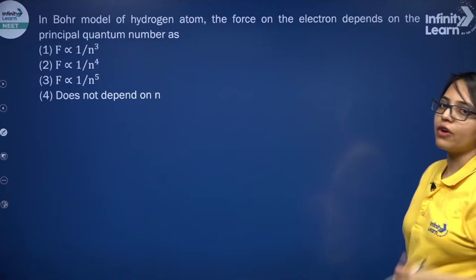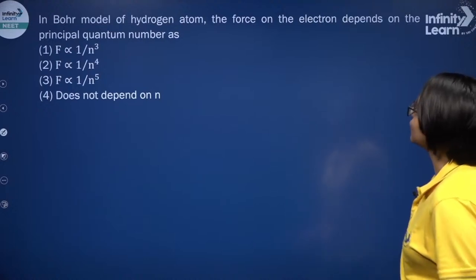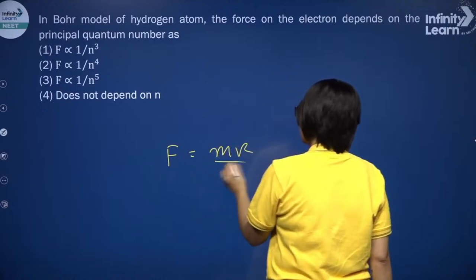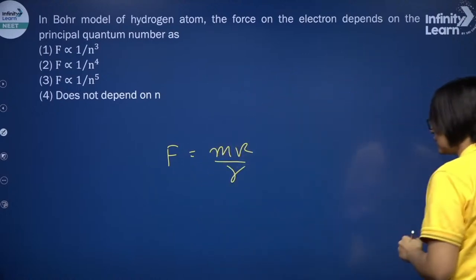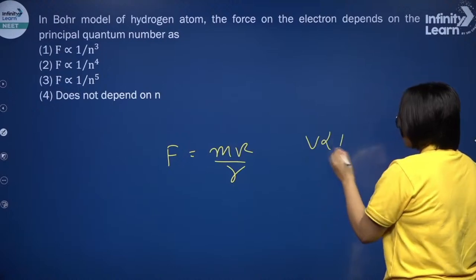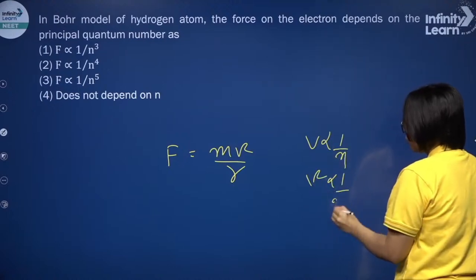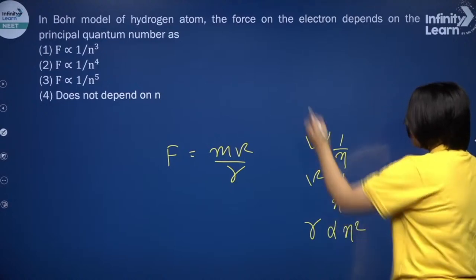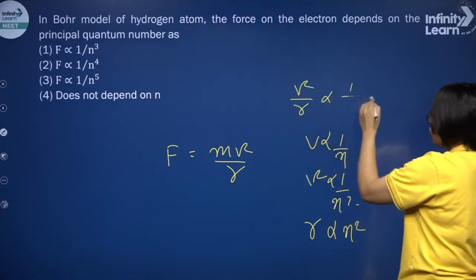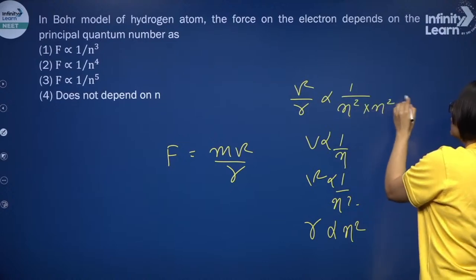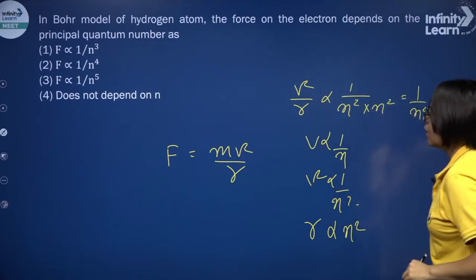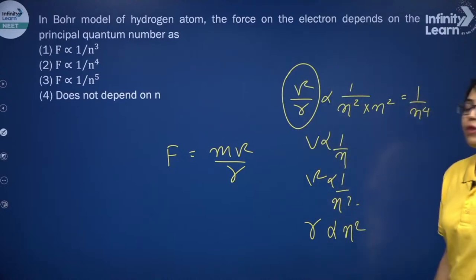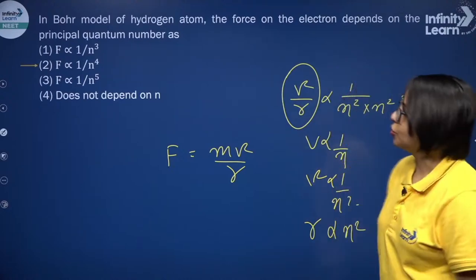In the Bohr model of the hydrogen atom, the force on the electron depends on the principal quantum number n. Force is mv square upon r. Velocity is inversely proportional to n, so velocity square is inversely proportional to n square. And r is directly proportional to n square. So v square upon r is directly proportional to 1 upon n square into n square, which is 1 upon n to the power 4. And force is directly proportional to v square upon r. So force is directly proportional to 1 upon n to the power 4, which is option 2.